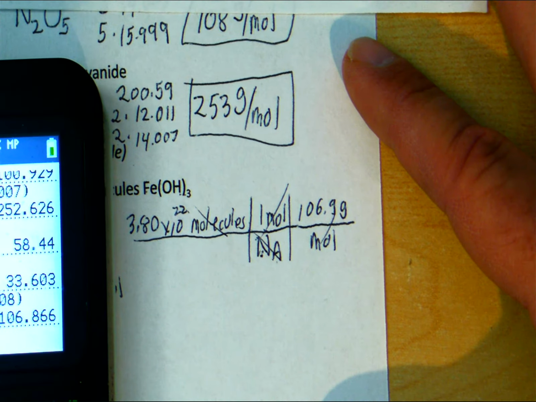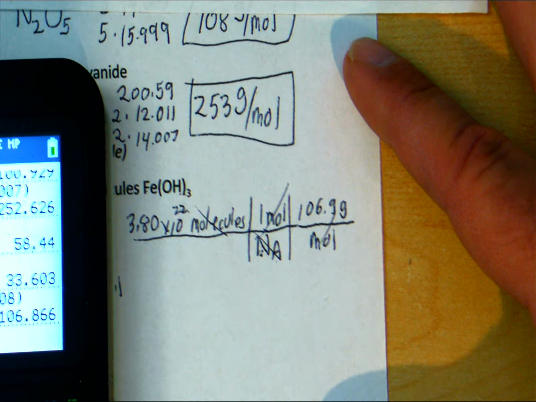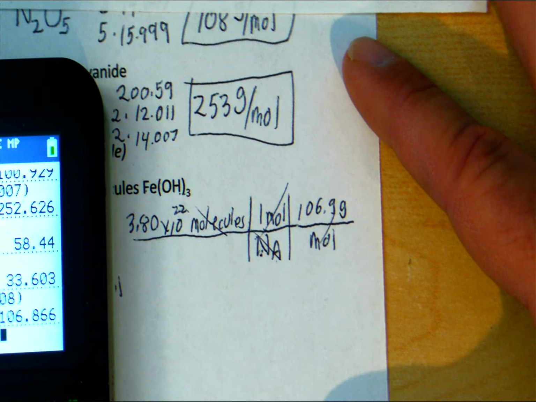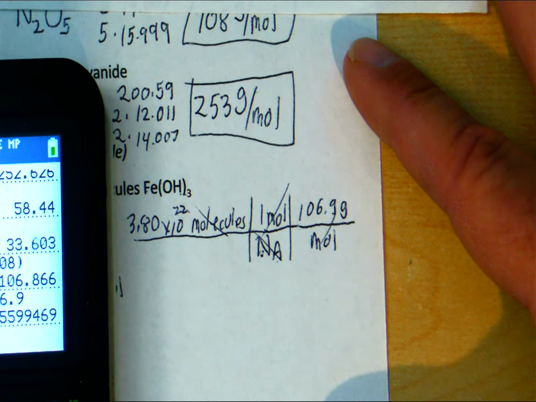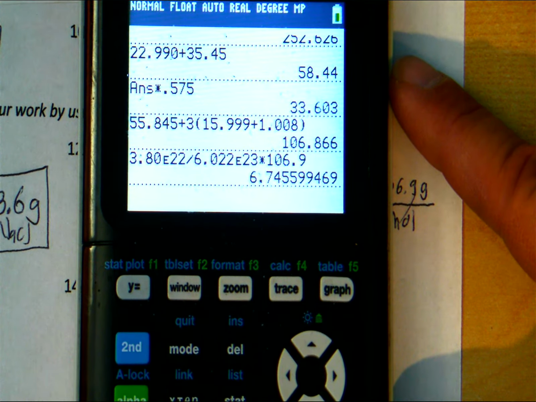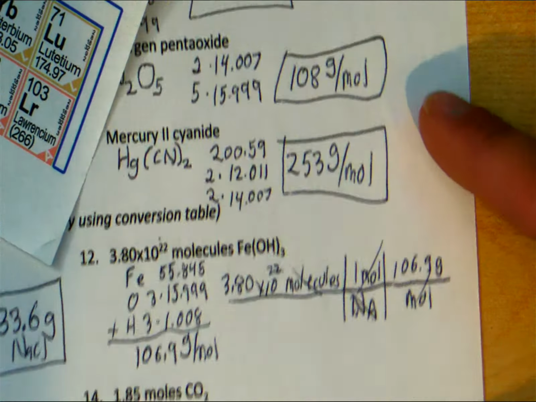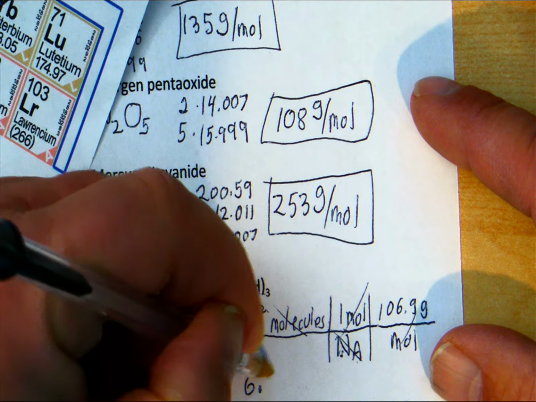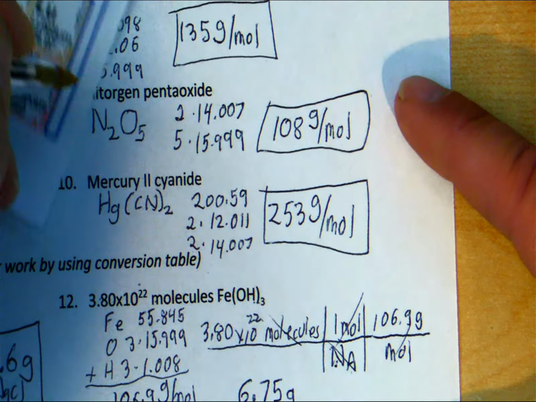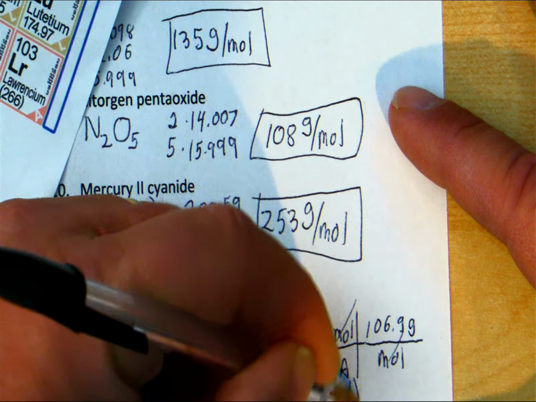I go 3.80 times 10 to the 22nd power divided by 6.022 times 10 to the 23rd power times 106.9 grams per mole. Enter. And what I have isn't much, 6.75 grams. 6.75 grams of iron 3 hydroxide.